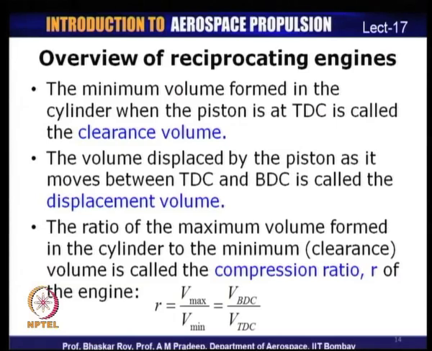And so, the minimum volume that is formed in the cylinder when the piston is at TDC is known as the clearance volume. The volume displaced by the piston as it moves between TDC and BDC is known as the displacement volume. And the ratio of the maximum volume within the cylinder to the minimum volume is known as the compression ratio, R. We will represent compression ratio today by R. So, R is basically the ratio of V max to V min, which is the volume at BDC to the volume at TDC.